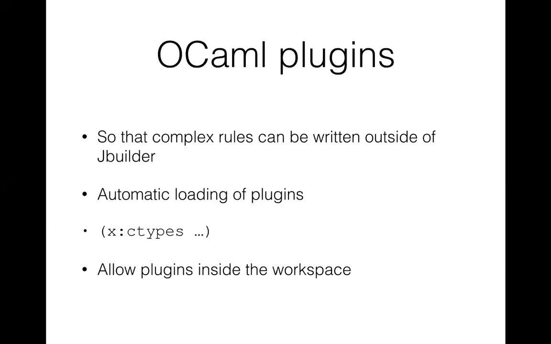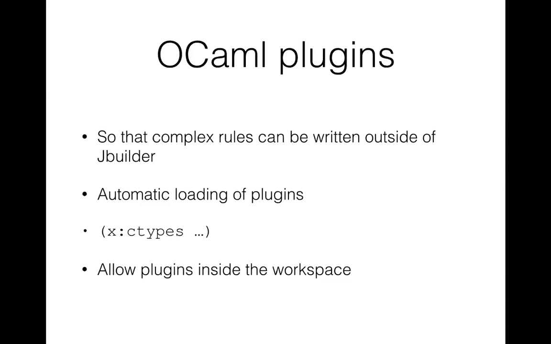So Jbuilder will have plugins. The way it will work, because I want this to be quite smooth, is that you don't have to call Jbuilder and tell it what plugins you're using. Essentially, in your Jbuilder file, you will use a syntax for stanzas that will make it clear it's a plugin. For example, X: for extension. And then, let's say you want a plugin for ctypes, you set up rules for building ctypes bindings.